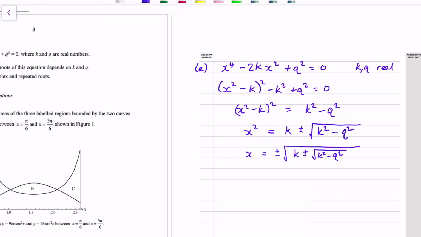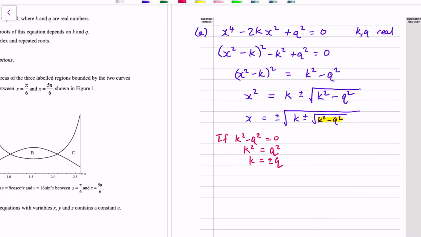So there's quite a few different cases here, and it might help to just consider the trivial ones first. So for example, if k squared minus q squared equals 0, it's kind of like the first discriminant, right? It's the thing under the first square root. If k squared minus q squared equals 0, which is the same as saying k squared equals q squared, or k is plus or minus q, well, what happens there? That square root is 0, so we get x is equal to plus or minus square root k.